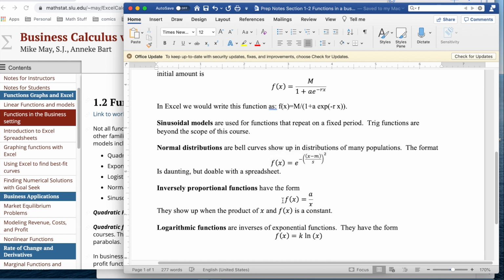Inversely proportional, f of x equals a over x, shows up when x and f of x, their product, is constant. Think of the amount of material that goes into a box, and you have length and width. If you make the length less, the width can get greater. And logarithmic functions are the inverses of exponential functions. They have the form f of x equals k times the natural log.